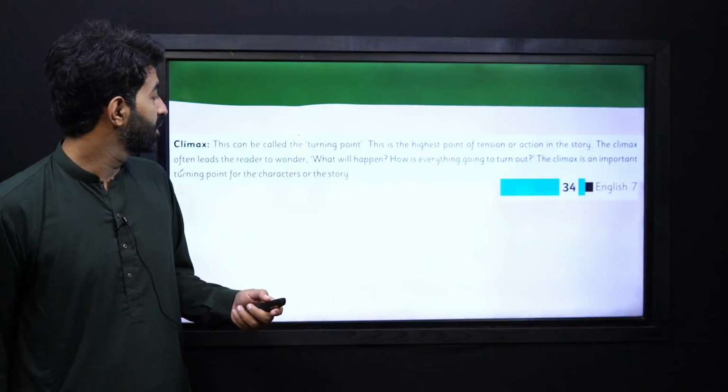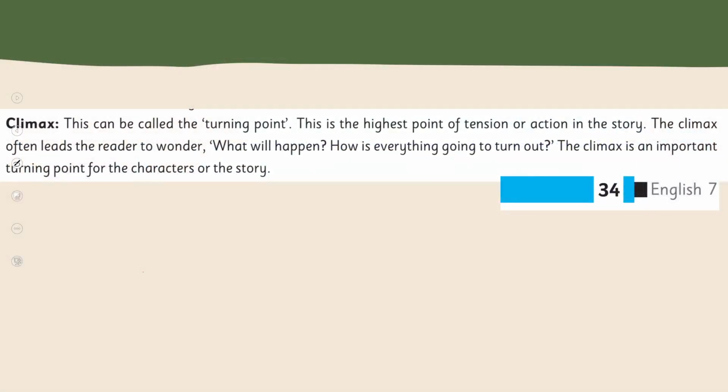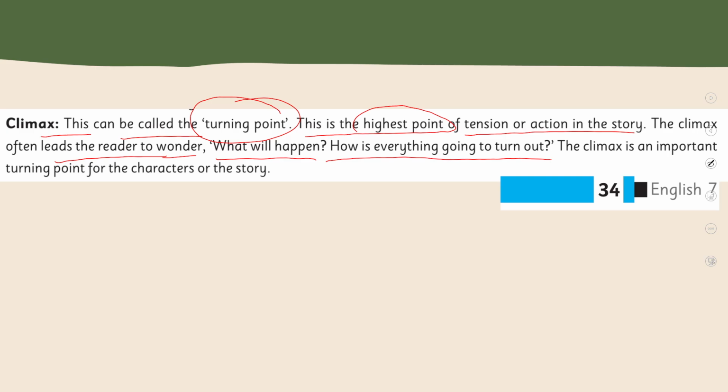Now, let's talk about climax. Climax can be called the turning point of the plot or the story. This is the highest point of tension or action in the story. The climax often leads the reader to wonder what will happen. How is everything going to turn out? The climax is an important turning point for the characters or the story.